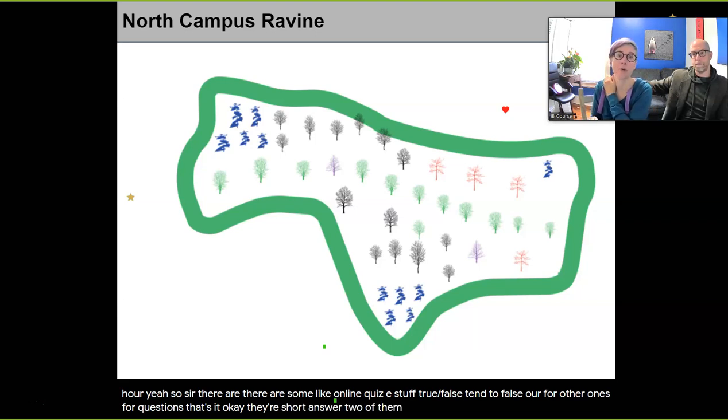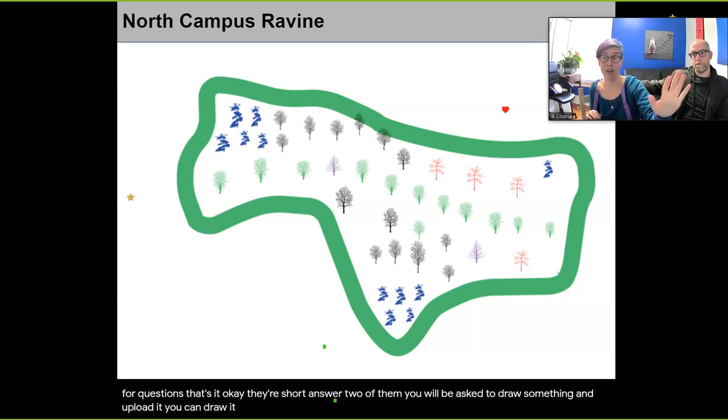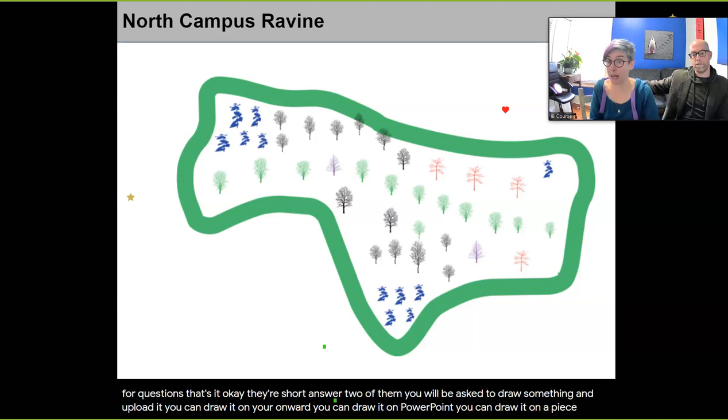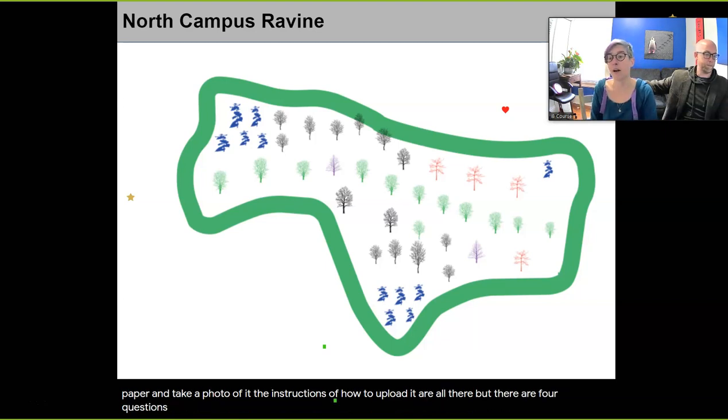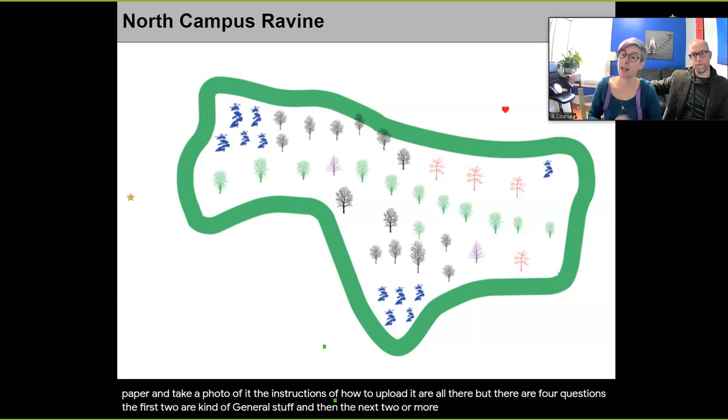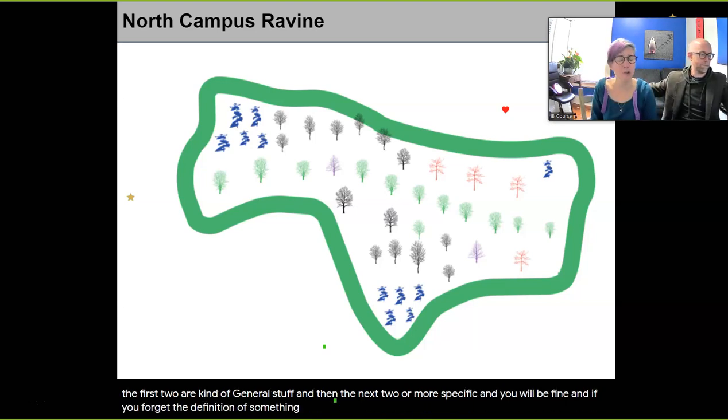Two of them, you will be asked to draw something and upload it. You can draw it in Word. You can draw it in PowerPoint. You can draw it on a piece of paper and take a photo of it. The instructions on how to upload it are all there. There are four questions. The first two are kind of general stuff, and the next two are more specific. It will be okay and you will be fine. If you forget the definition of something, you will have time to Google it. Look it up.